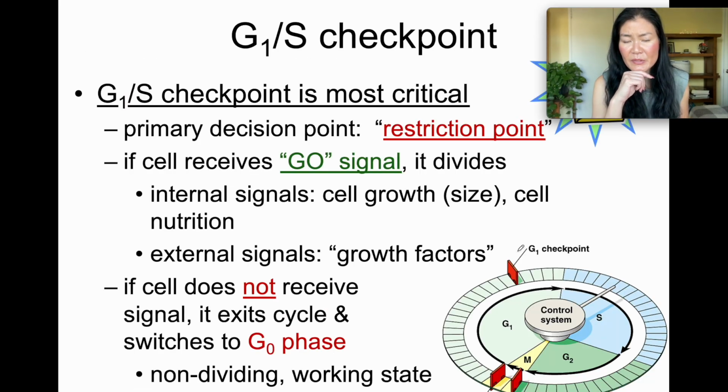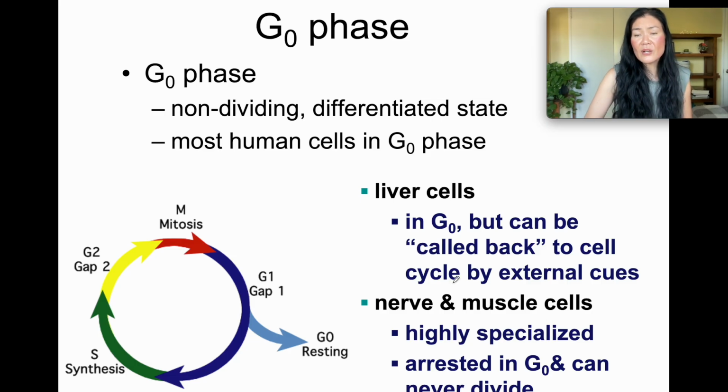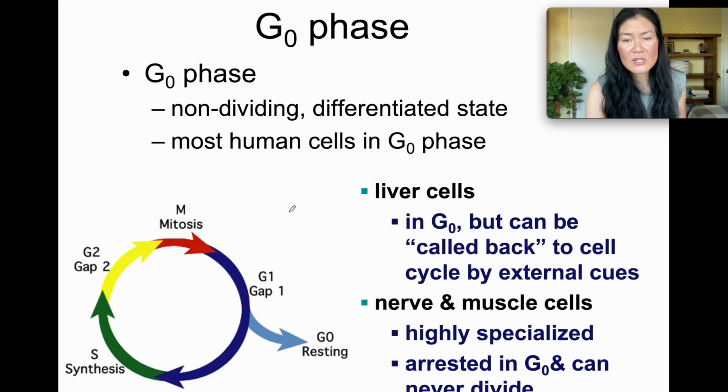So let's talk a little bit about the first checkpoint. This is the very first checkpoint. If the cell receives a go signal, usually the cell is going to divide. We're going to be talking about some of the internal signals that cause it to move on to the next phase of the cell cycle. And then there are external signals like growth factors, which we'll be talking about later, that cause a cell to go into the S phase. And if the cell does not receive the go-ahead signal, then it will go into the G0 phase, the non-dividing phase, such as nerve and muscle cells are in the G0 phase.